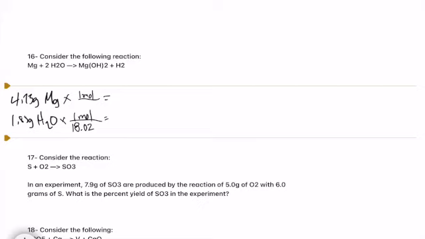And so our formula weight for water there was 18.02. And the atomic weight for magnesium was 24.31 grams per mole. So we're going to figure out how many moles of each we have, and then we will determine our limiting reactant.